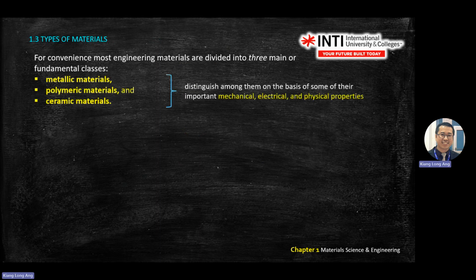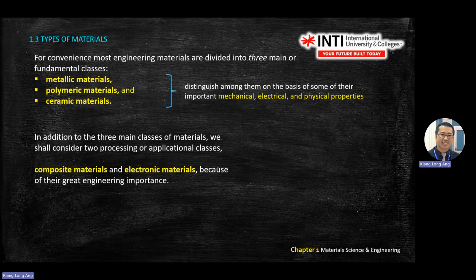Okay. So for this module, we'll look at three types of materials. The fundamental or main classes: metallic, polymeric, and ceramic material. Metallic means metal. The base word is metal. Polymerics means the polymer. You learned in your SPM, right? How to form rubber and all this. So ceramic is a mixture of two kinds of materials, right? How you differentiate them is through mechanical, electrical, and physical properties.